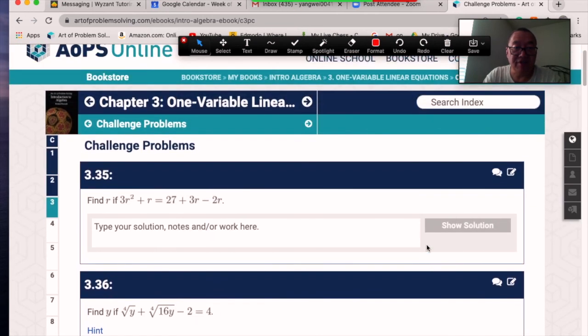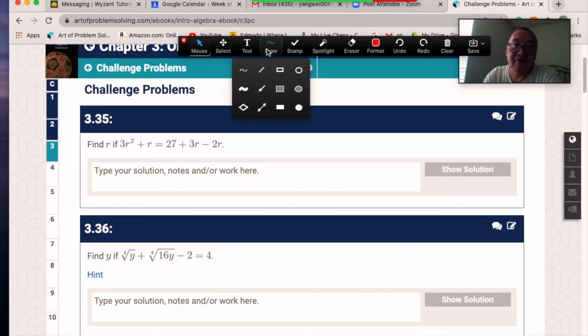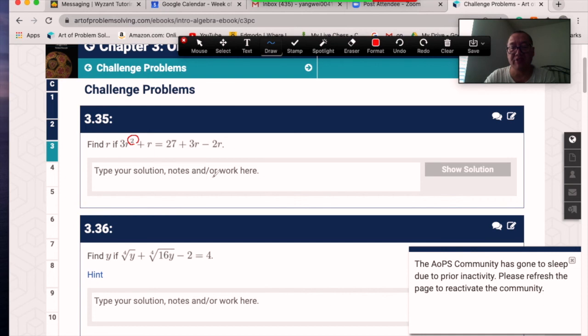Let's try to solve this first one. They ask you to find r. If 3r squared plus r equals 27 plus 3r minus 2r. This is not a linear equation because the exponent of this variable is not 1, it's 2. Actually, this kind of equation later we'll learn is called a quadratic equation.